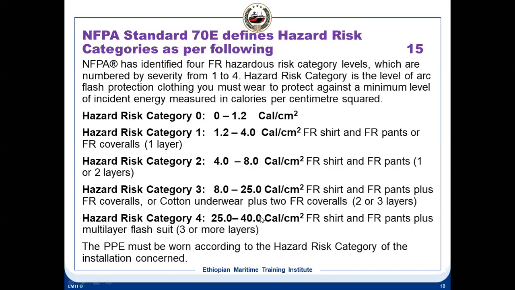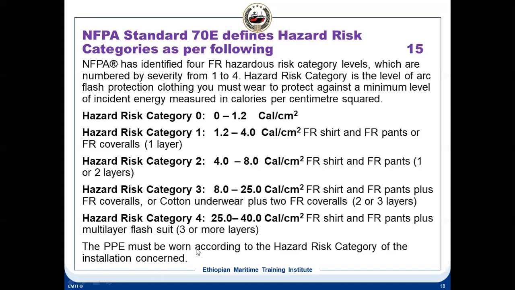So the PPE that you require has to support this. Your arc suit should be able to absorb this much temperature if you are falling in this category 4. Now this category is again decided by how much incident heat there is. So you may fall in 0, 1, 2, 3, or 4. Depending upon this, your PPE will also change.